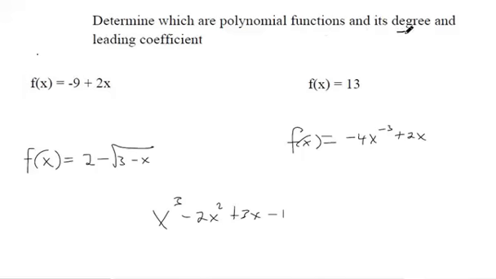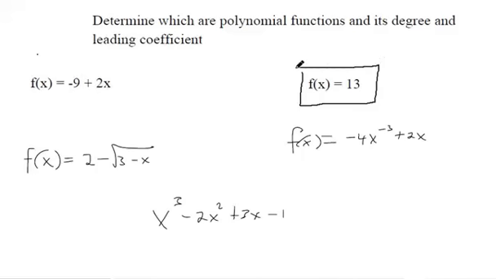The degree of a polynomial is just the highest power. So this had a power of 0, this has a power of 1, so the degree is 1 on this function. And the leading coefficient is just the coefficient of the term with the highest power. So this has a leading coefficient of 2. Okay, this is a polynomial. Its degree is 1. Its leading coefficient is 2.